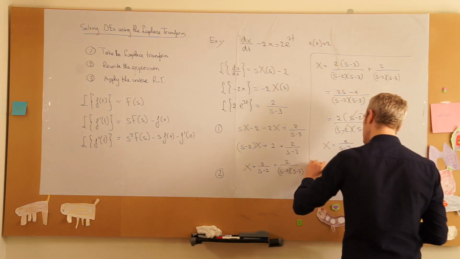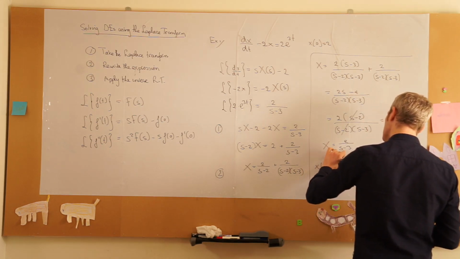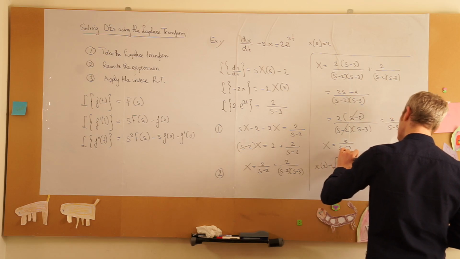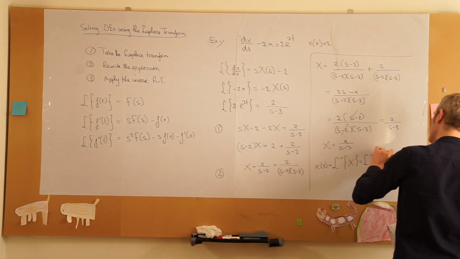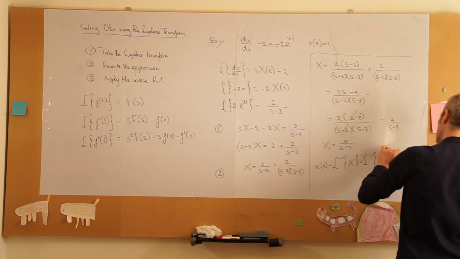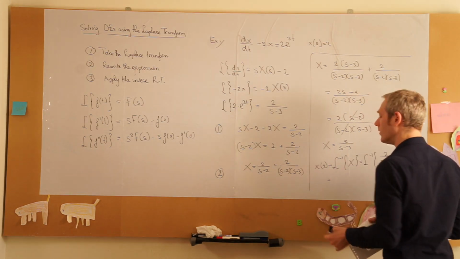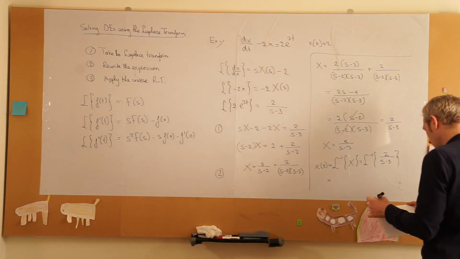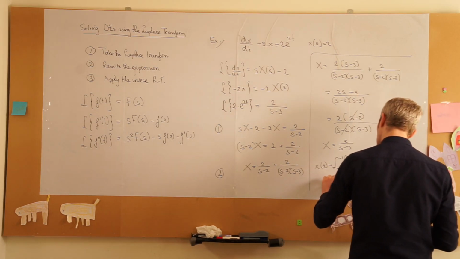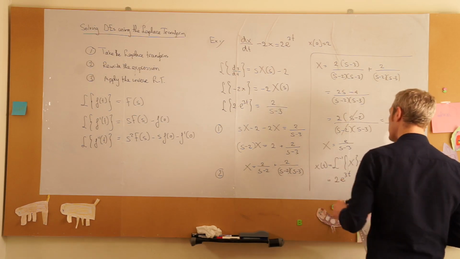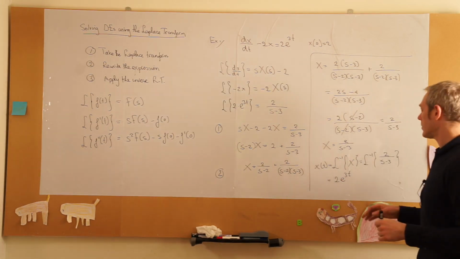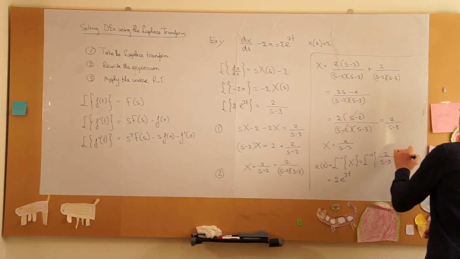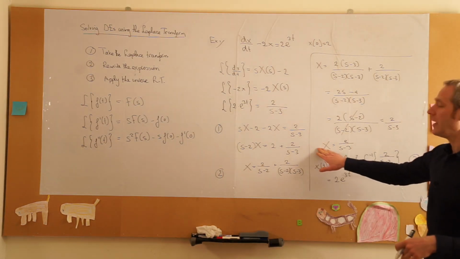Because we now know that X is 2 over s minus 3, we want x of t, which is equal to the inverse Laplace transform of X, which is the inverse Laplace transform of 2 over s minus 3. And then we can look it up in the table, and we get that it is equal to 2e to the power of 3t. So this was step 3. And step 2, we ended up here.